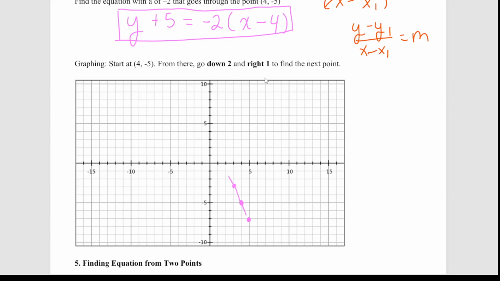The key for a negative slope is that if you move positively one way, you need to move negatively the other way. And then I want to double check myself. If I were to walk on top of the line left to right, I would be going downhill, so I know I graphed it correctly.